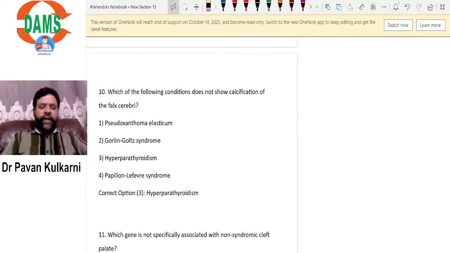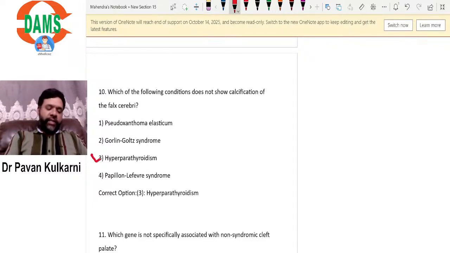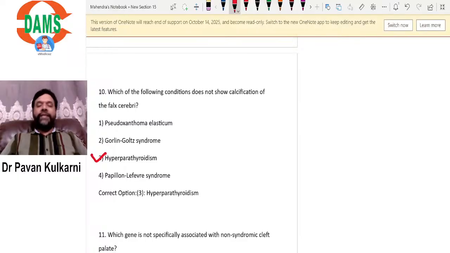Which of the following conditions does not show calcification of the falx cerebri? All of us know one which shows, all of us remember that as a syndrome is Gorlin-Goltz syndrome. But remember, even in Papillon-Lefevre and Pseudoxanthoma elasticum, you will see calcification of falx cerebri. You will not see in hyperparathyroidism. This is just simple to memorize. There is nothing to discuss here much.